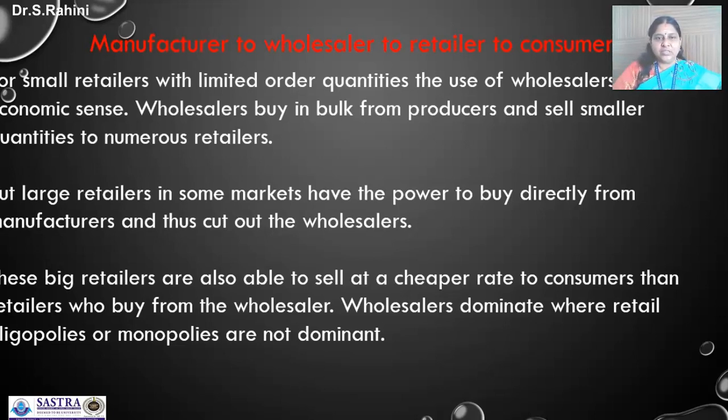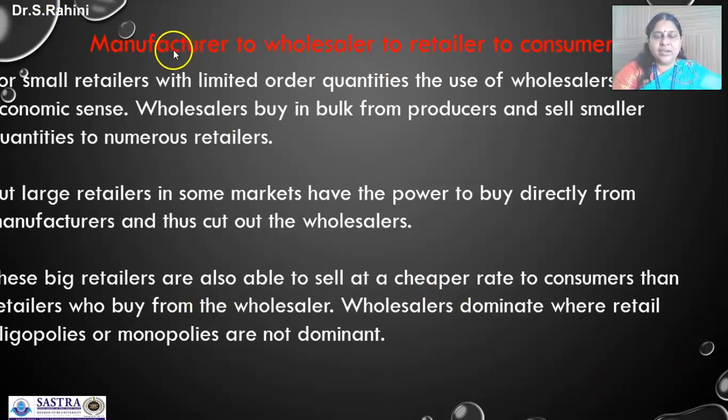And these big retailers are also able to sell at a cheaper rate to consumers than the retailers who buy from the wholesaler. So wholesalers dominate where retail oligopolies or monopolies are not dominant. So this is the model we should understand. Textile is the best example.